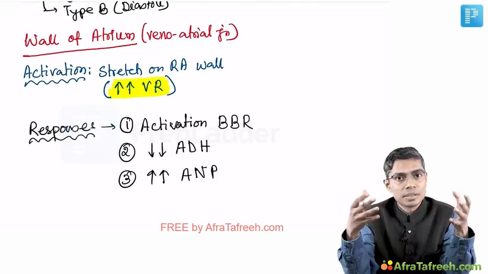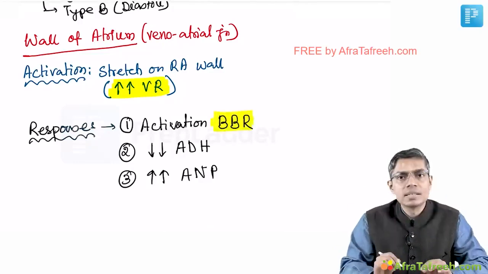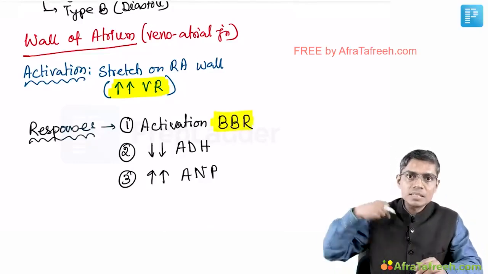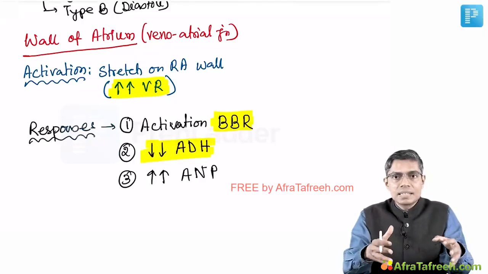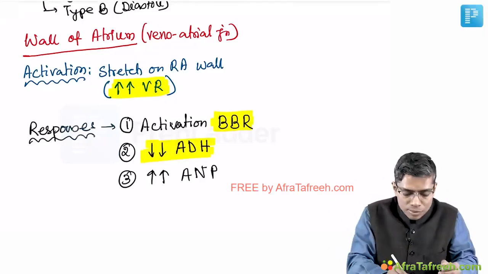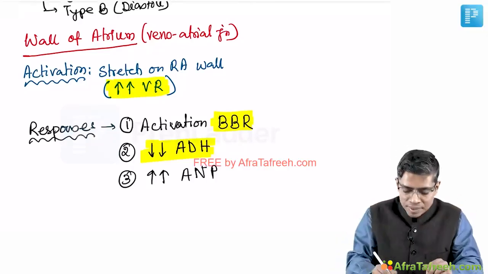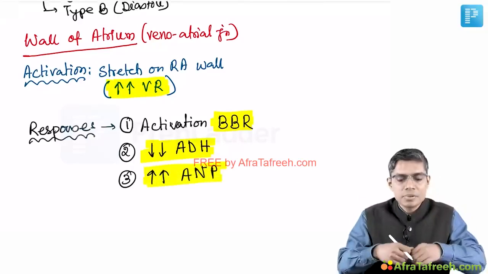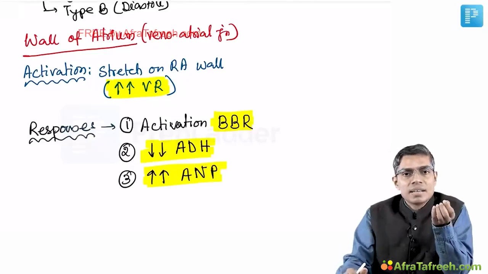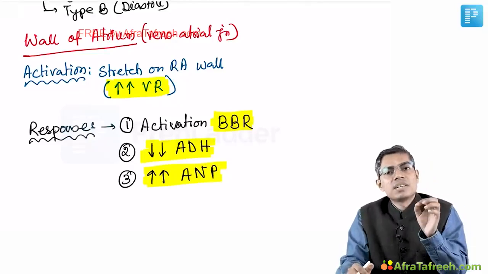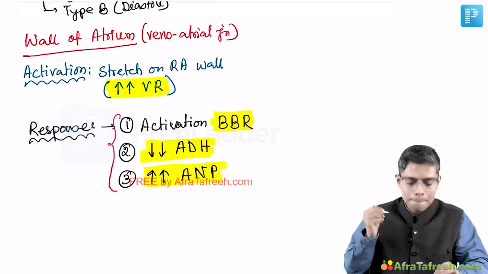Getting my point? So whenever you stretch the right atrium, many things are going to happen. Number one, it will activate one reflex that is known as the Bainbridge reflex. Not only that, it will send a connection from the right atrium to the hypothalamus by which ADH secretion will be decreased. Why? Because it has detected that your body fluid is high, your venous return is high. What will you do with ADH? Depress that. Not only that, you have a huge amount of fluid in your body. You have to excrete more sodium, more fluid, and that's why you increase secretion of atrial natriuretic peptide from atrial myocytes, right? So these are the three responses that you have to remember from here.